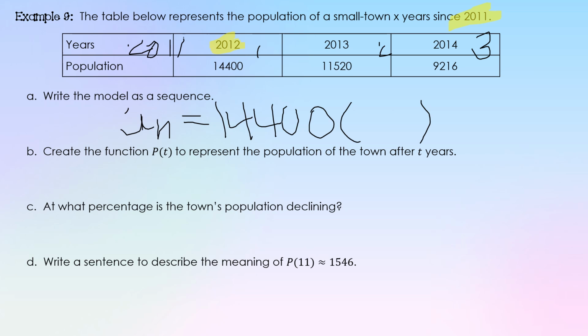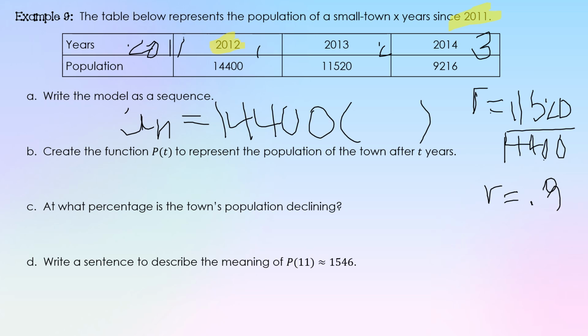We also need to know the common ratio. When I look at those numbers, a common ratio does not jump out at me. So to find it, I'm going to take the 11,520 and divide by 14,400. If I do that, the common ratio will be 0.8, however you like to write it. And then when it's a sequence, make sure n minus 1 is your exponent.